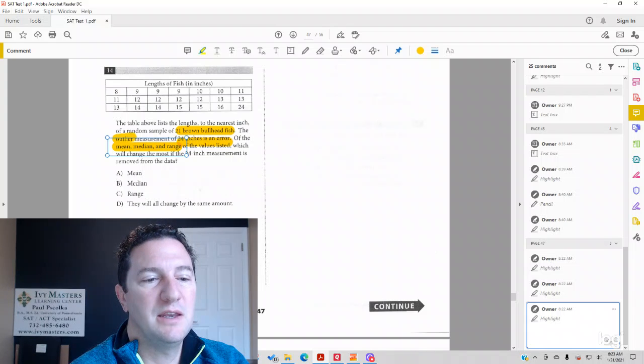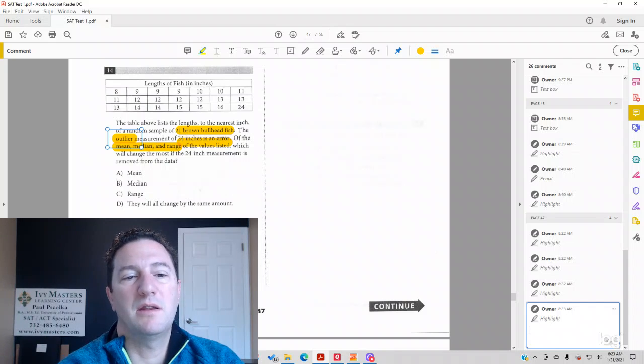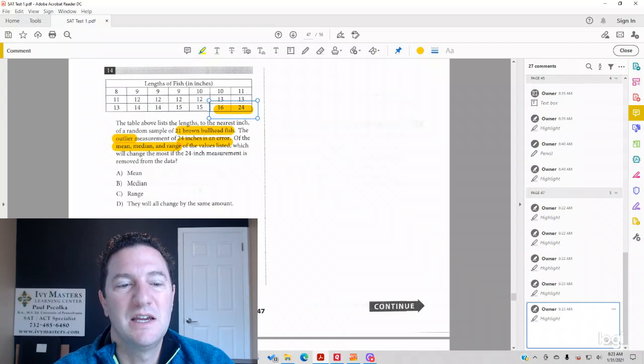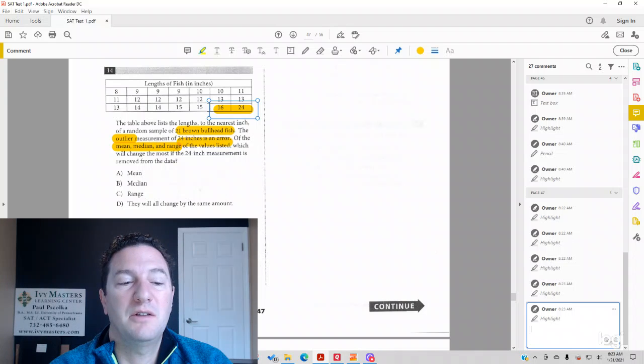So, the way you want to do it, anytime you have an outlier, the range is going to change the most when you get rid of it. Because think about it, if we look here, the difference here is 8. And the range is literally going to change by 8 if you take out that outlier.